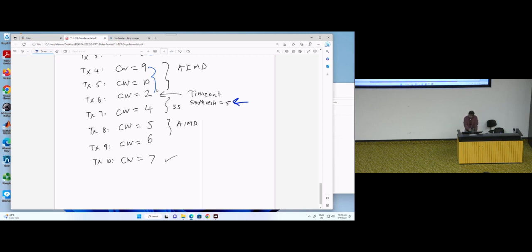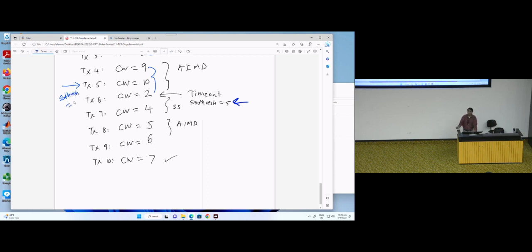Now, at this point, what is the slow start threshold? Because I had a timeout, what's the slow start threshold? Based on this timeout, what will SS thresh be?